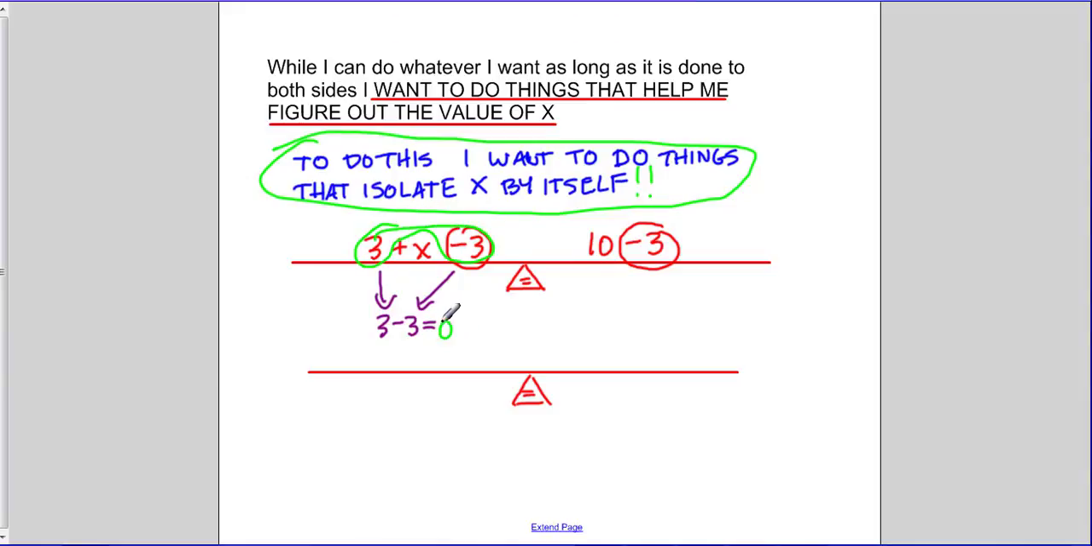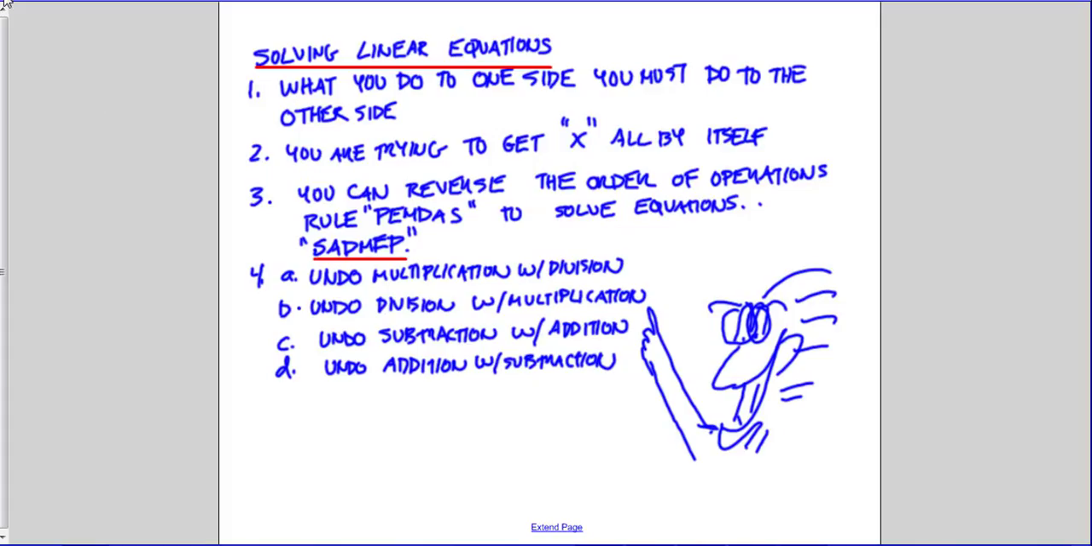That's a 0. And then I'm left with x. So I'm left only with x here. And then 10 minus 3 is 7. Now I have a direct solution. The value of x has to be 7.